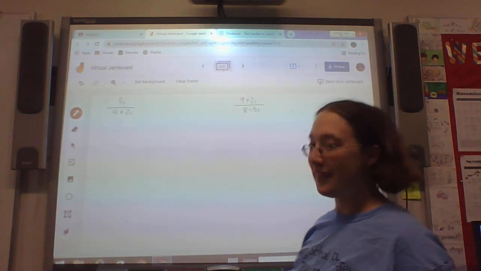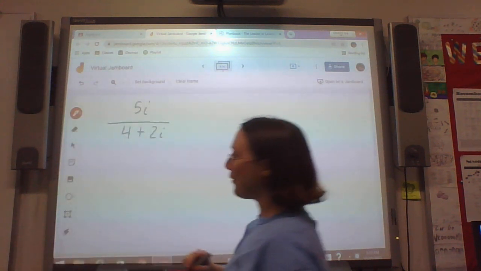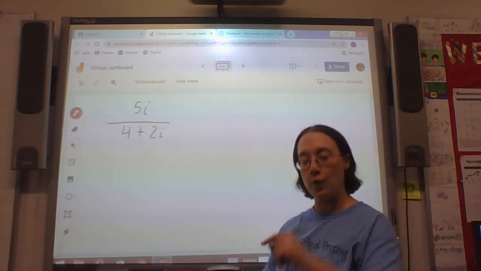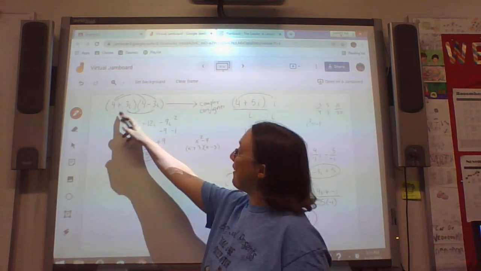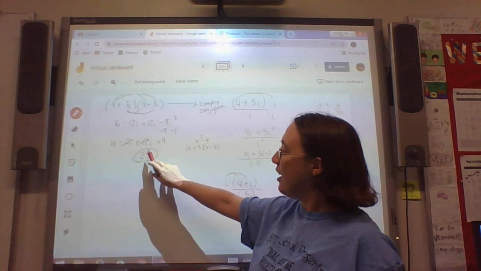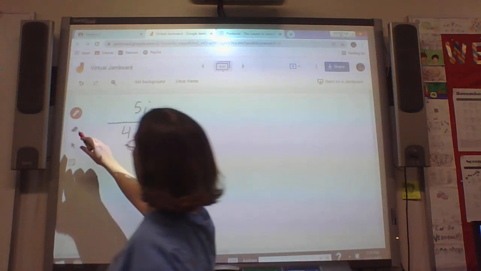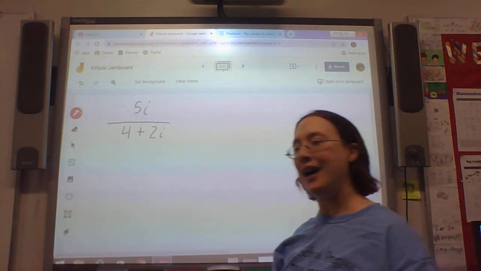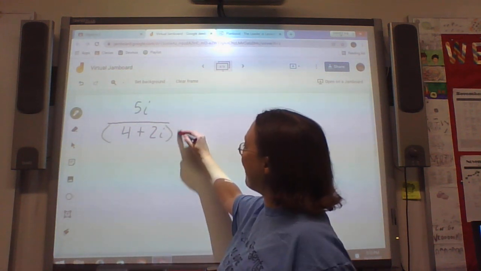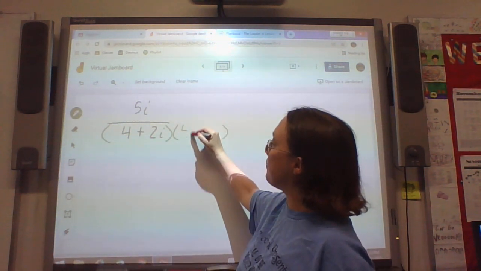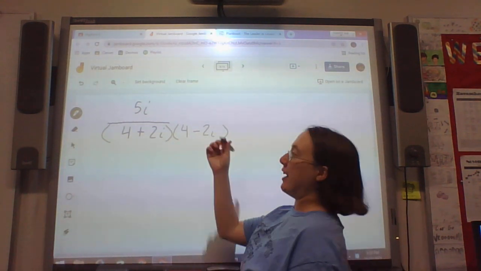Okay. Now, what if it's not just an imaginary number on the bottom? What if we got something like this? This is where that complex conjugate is going to come in handy, because we said back here that if we have a positive and a negative of the same thing, those will end up giving us just a number. So we're going to do that to the bottom over here. Instead of multiplying by an i, we're going to multiply by the complex conjugate of this, which is going to be a 4 minus a 2i. But if we do that to the bottom, we've got to do that to the top.